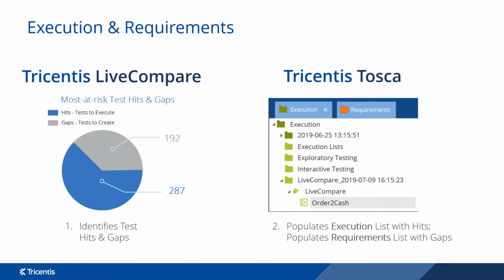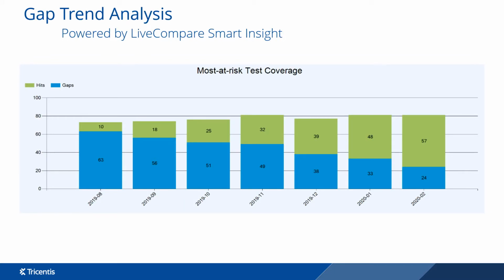Test cases that contain most at-risk objects are automatically added to the execution list. And most at-risk objects with no related test cases are automatically populated to a folder within requirements. LiveCompare stores most at-risk objects along with their test covered status on the LiveCompare server, and this will give you historical trends, like this gap trend analysis. Here we see 7 months.